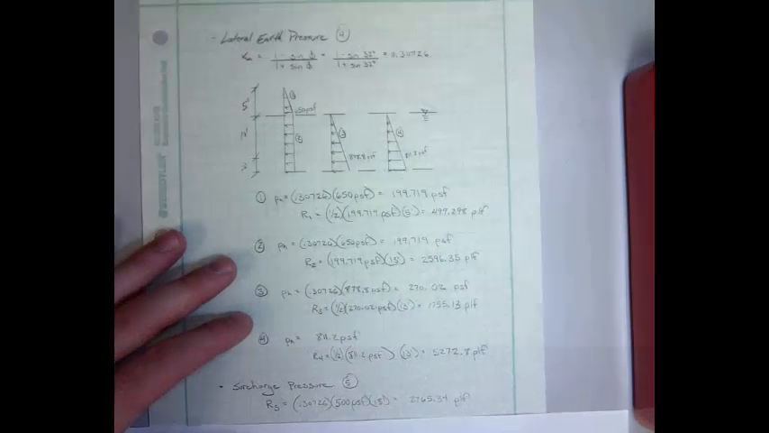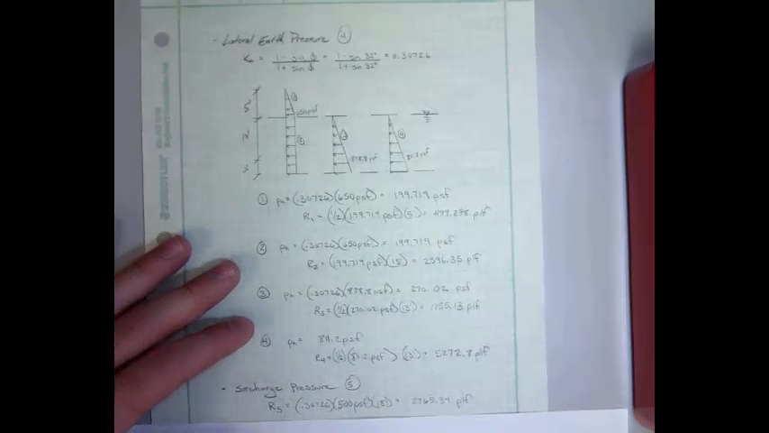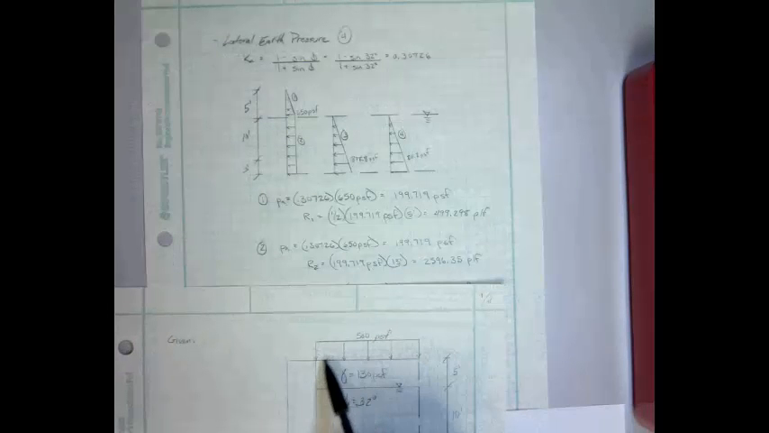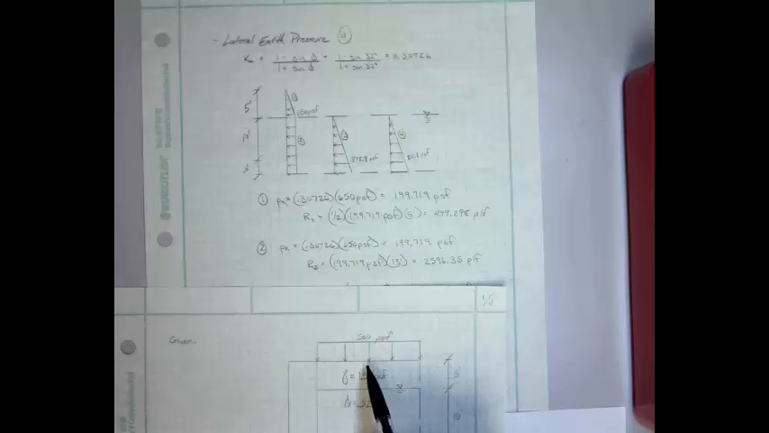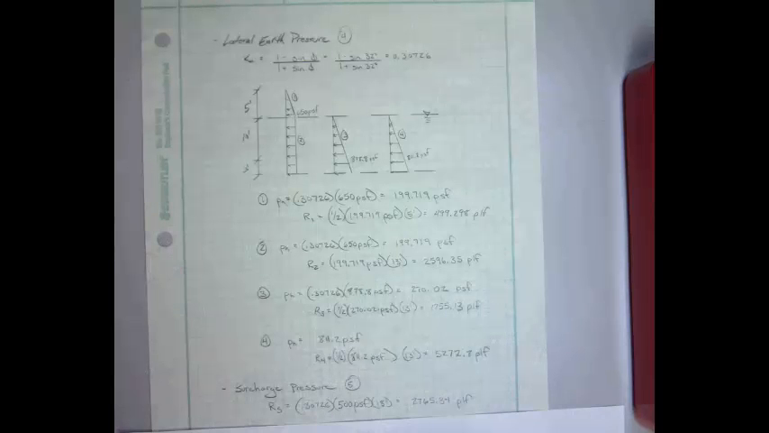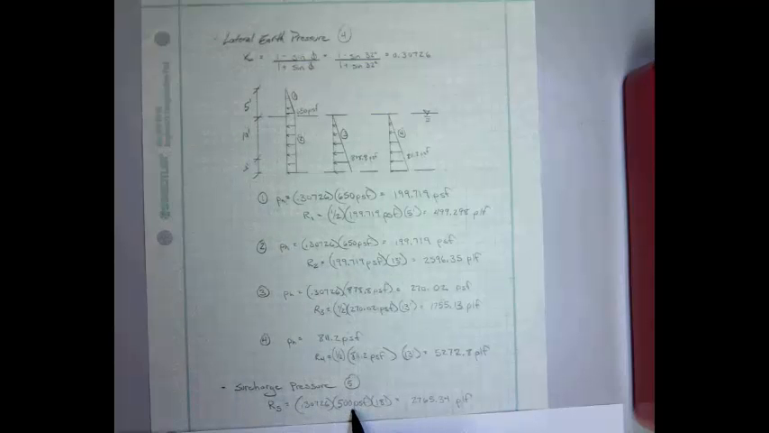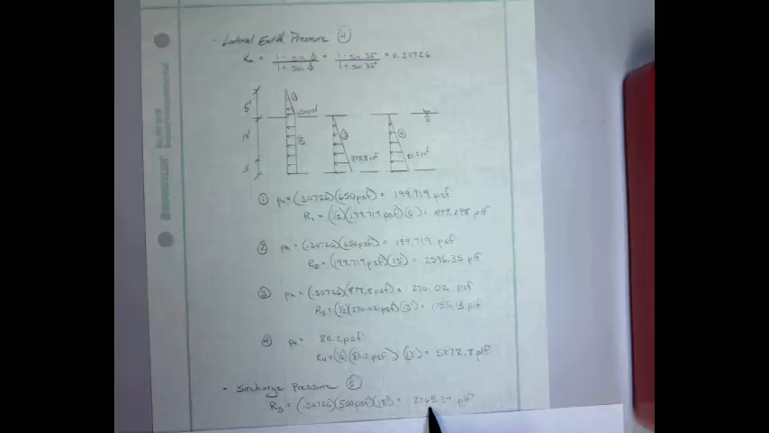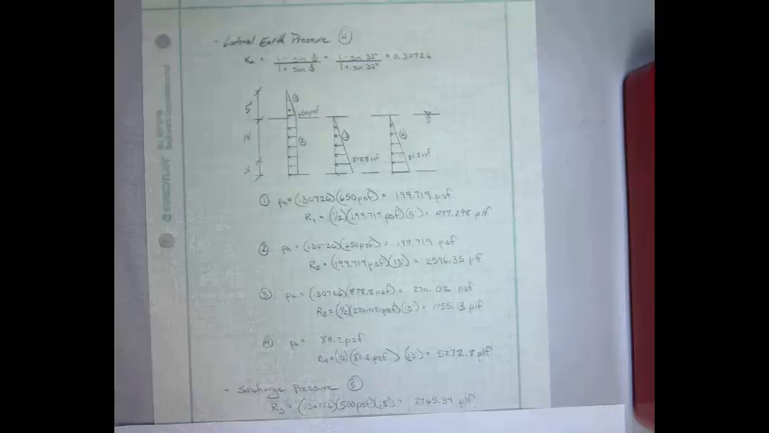So looking at the surcharge pressure, which was from our 500 pounds per square foot load, which was this piece right here, all we're going to do to calculate this is multiply it by our active earth pressure, times 500 pounds per square foot, times 18 feet, and we'll wind up with about 2760 pounds per linear foot.